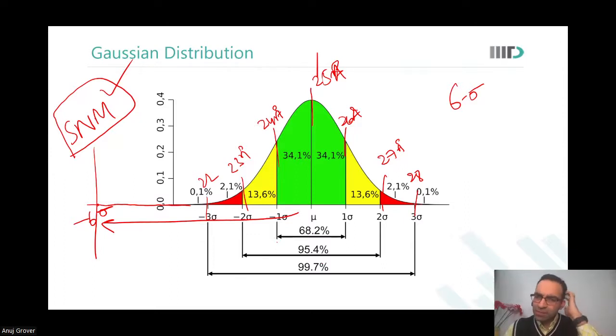99.7% means in 1,000 cells, how many would not fit? 3 cells. So in every 1,000 cells, 3 cells would fail. Is it acceptable to you? The chip would fail. So no.